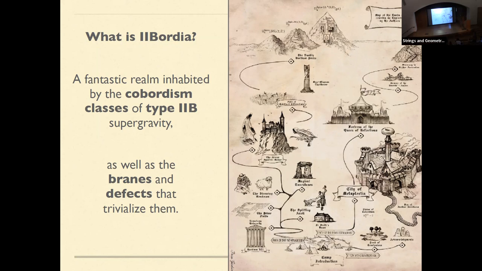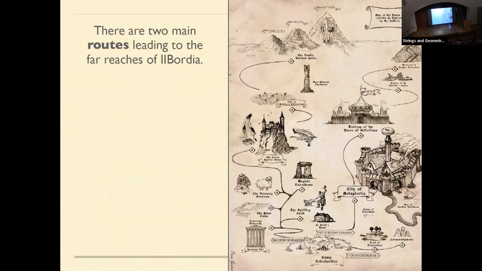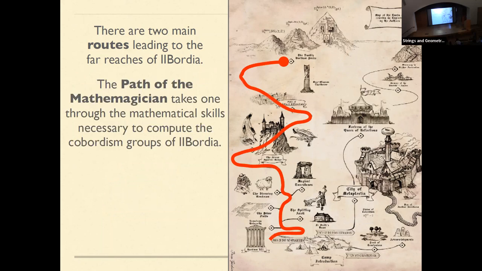So this is a map of the lands of IIBordia, which was done by Paco Giudici. You can find a better resolution version in our paper. It was a lot of fun to do. As you can see in the map, there are two main routes leading to the lands of IIBordia. You could take the path of the mathematician, which takes you through the mathematical skills, essentially spectral sequences, which were also featured in Jake's talk yesterday, the Adams spectral sequence and the Atiyah-Hirzebruch spectral sequence, that are necessary to compute the cobordism groups that live in IIBordia.